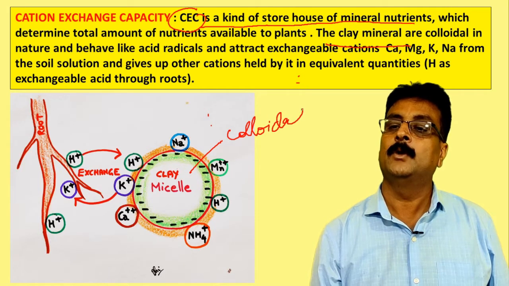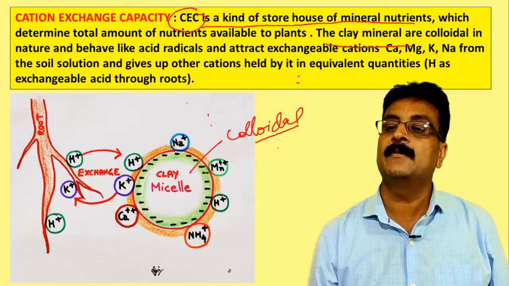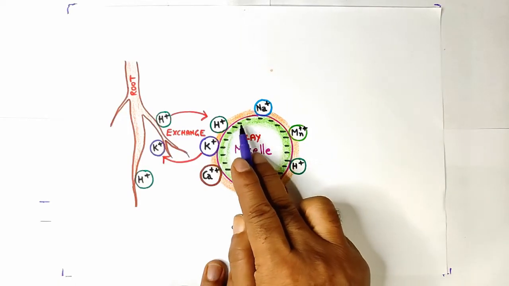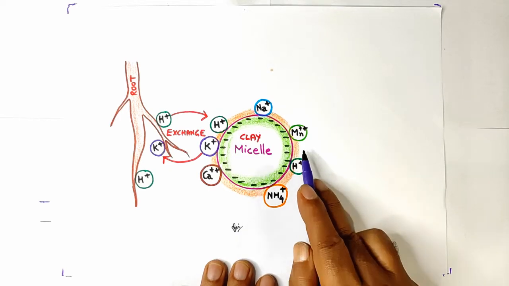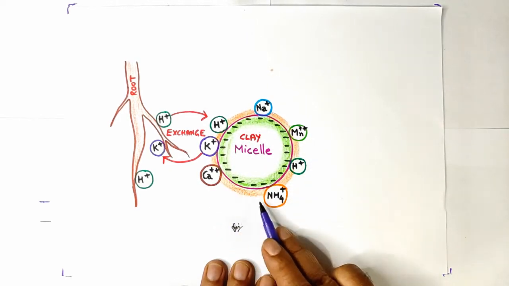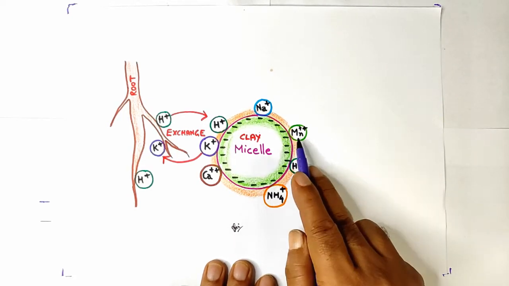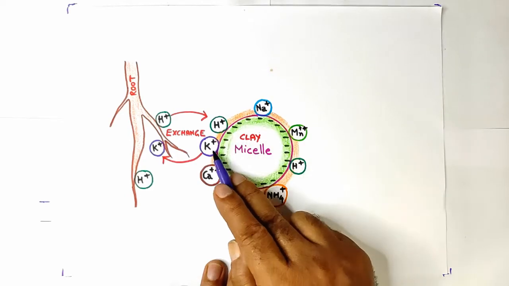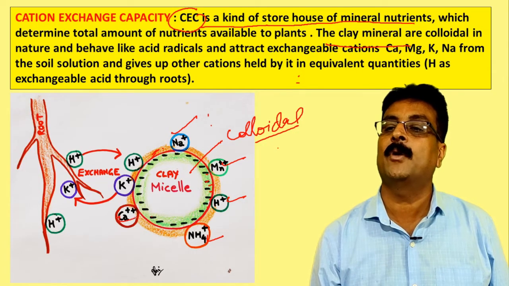We also call them micelles. This is colloidal in nature, meaning we have a negative charge on the inner side, and on the outer side we have a thin film layer of positive charge, where it attracts the exchangeable cations. You can see the cations which have been attracted here. A lot of cations are there.